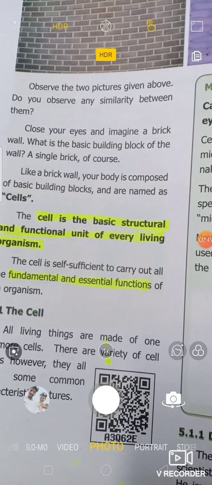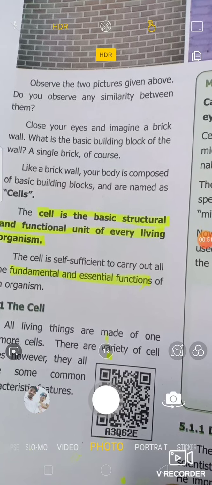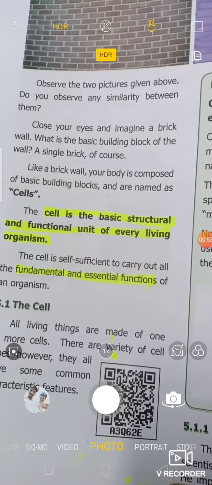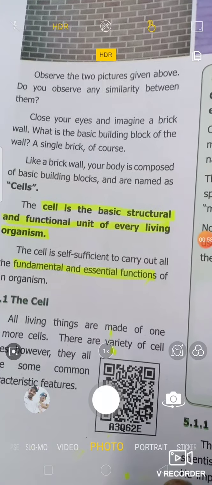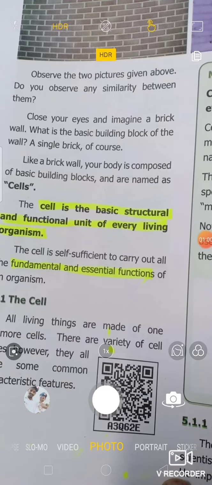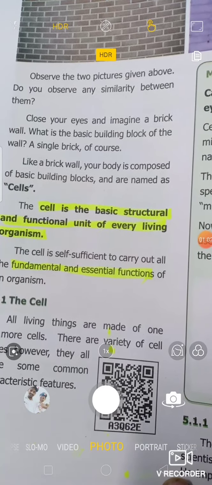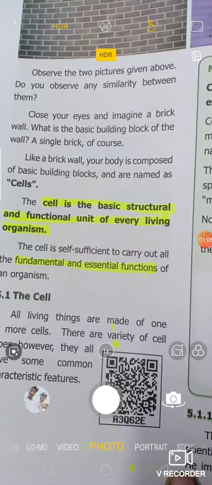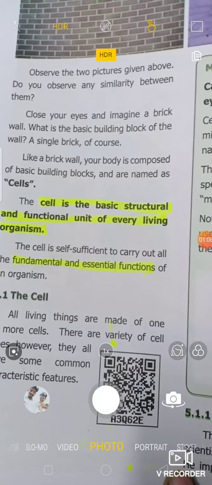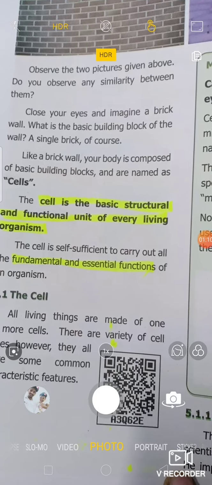Observe the two pictures given above. Do you observe any similarity between them? Close your eyes and imagine a brick wall. What is the basic building block of the wall? A single brick, of course. Like a brick wall, your body is composed of basic building blocks, which are named cells.